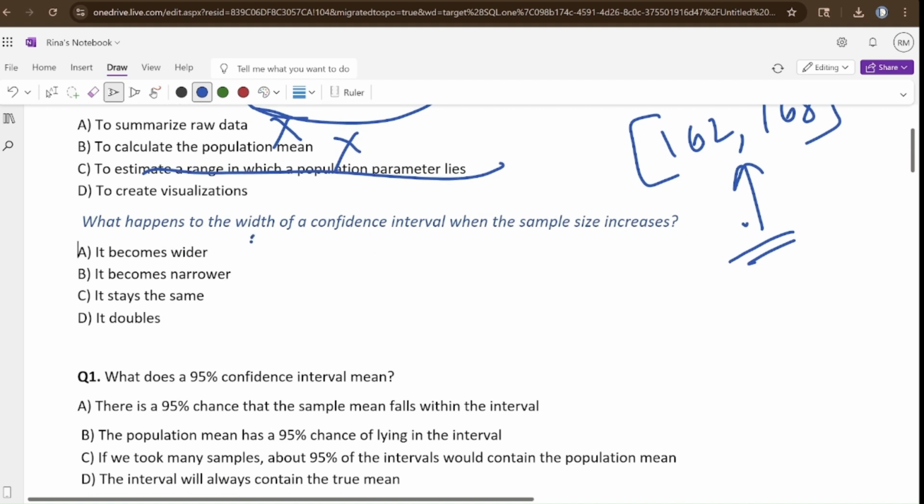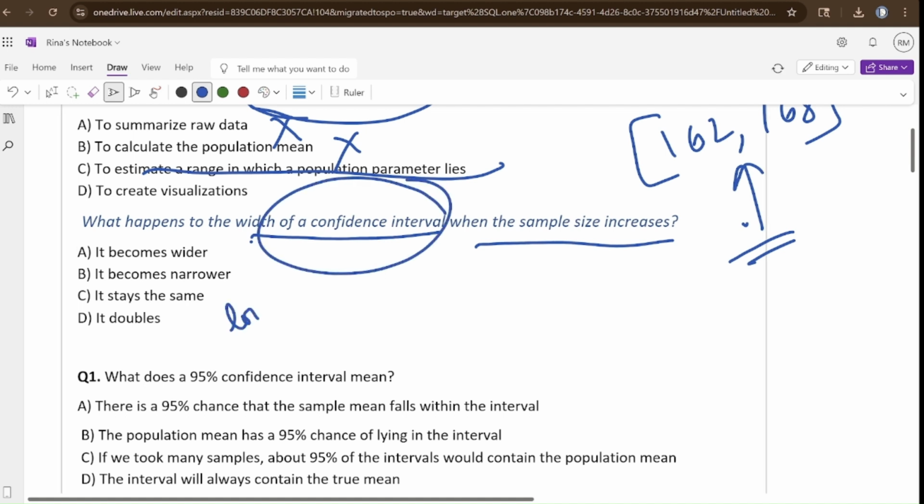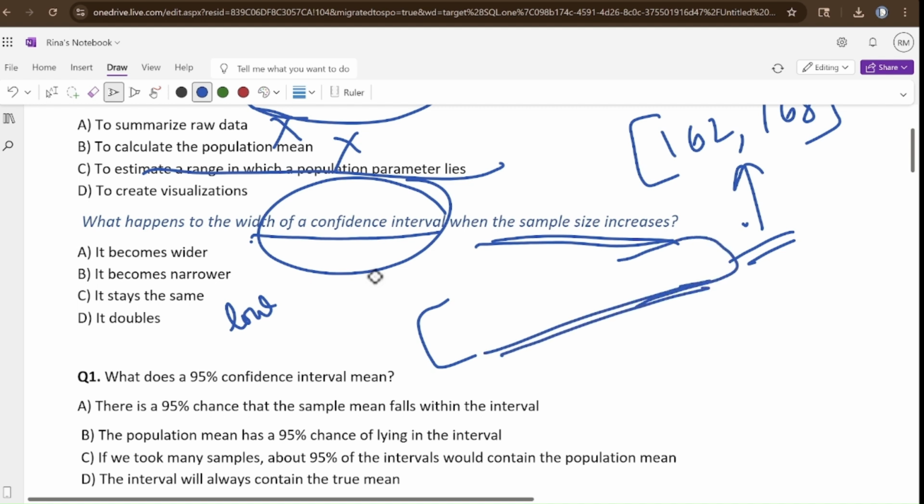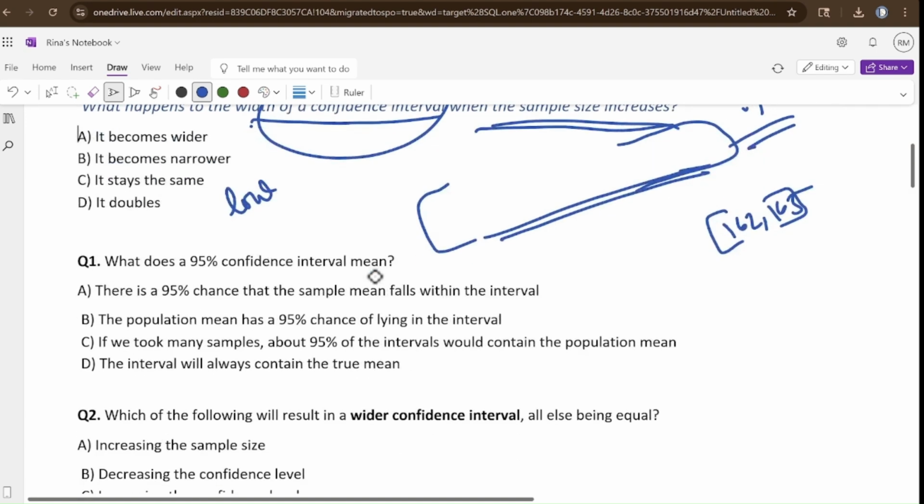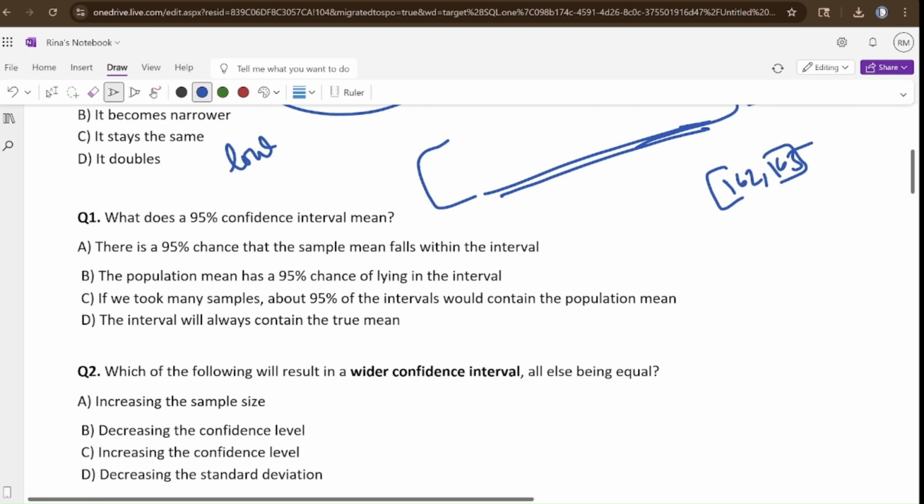What happens to the width of the confidence interval when the sample size increases? If the sample size increases, then the width of the confidence interval will become low. Sample size increases means you are getting more points. That means you can calculate more precisely, so your range will get reduced. Now you can see 160 to 165. Correct.